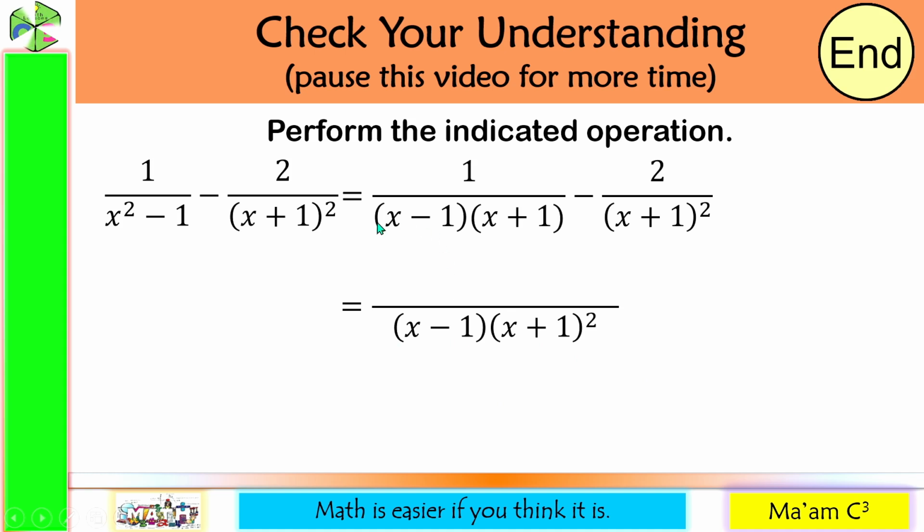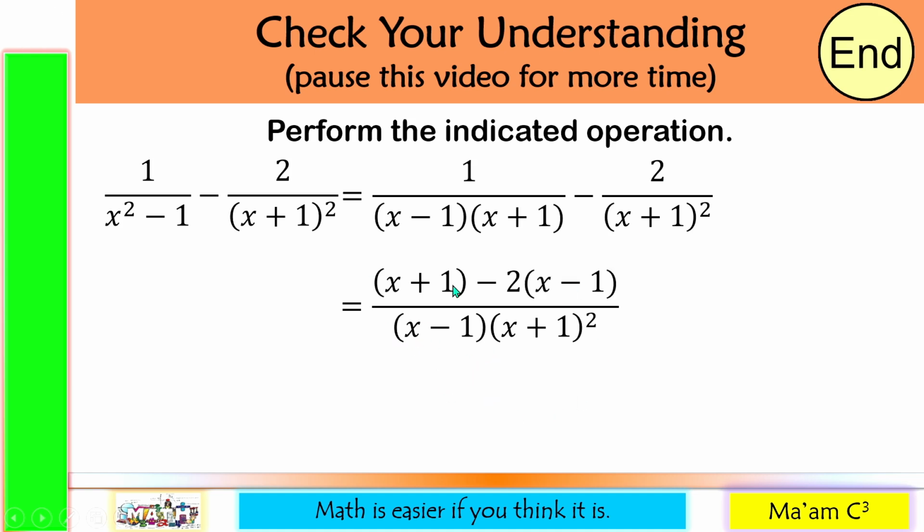LCD divided by the first denominator. What are the common factors? We have x minus 1 and 1 x plus 1. So meaning we still have one more x plus 1. Times 1 is still x plus 1. Let us copy this one minus. Next, LCD divided by the second denominator. The common factor is quantity x plus 1 squared. So we are left with quantity x minus 1. Multiplied by 2 will give us 2 times the quantity x minus 1.